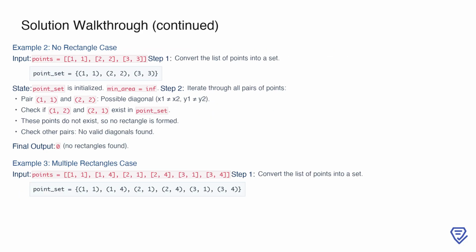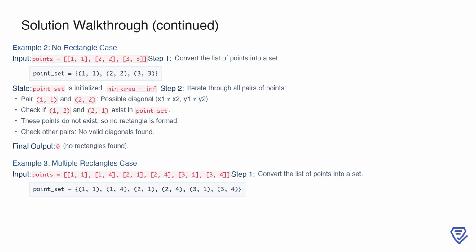Now, let's consider example 2, where the input points are (1, 1), (2, 2), (3, 3). Once again, we begin by converting the list of points into a set, so point_set is initialized, and we set min_area to infinity. We then iterate through all pairs of points to check if they can form the diagonal of a rectangle. For the pair (1, 1) and (2, 2), the x and y coordinates differ, making them a potential diagonal. To confirm this, we check if the other two corners (1, 2) and (2, 1) exist in the point_set. However, these points are not present, so no rectangle is formed.